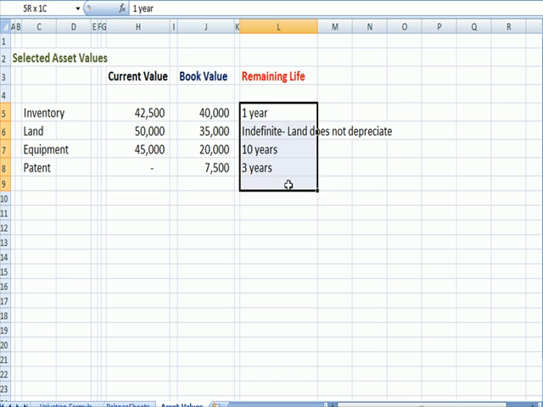And then we have remaining life in a number of years. And I do point out on land that the life for the land is indefinite. The land does not depreciate.